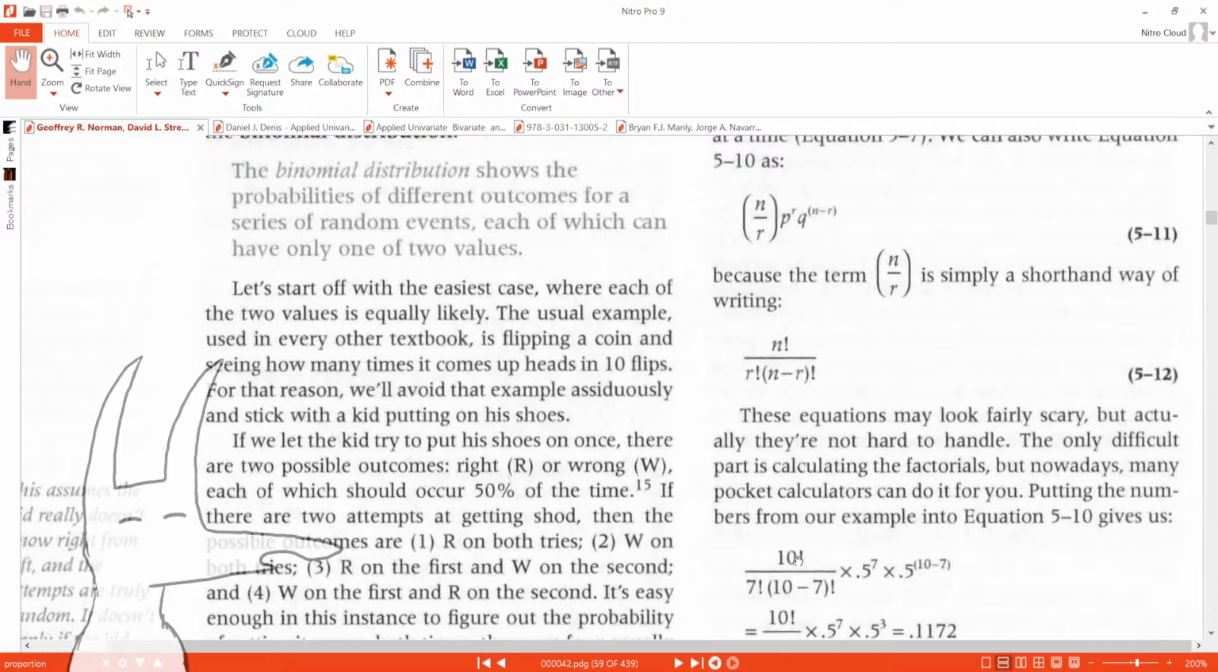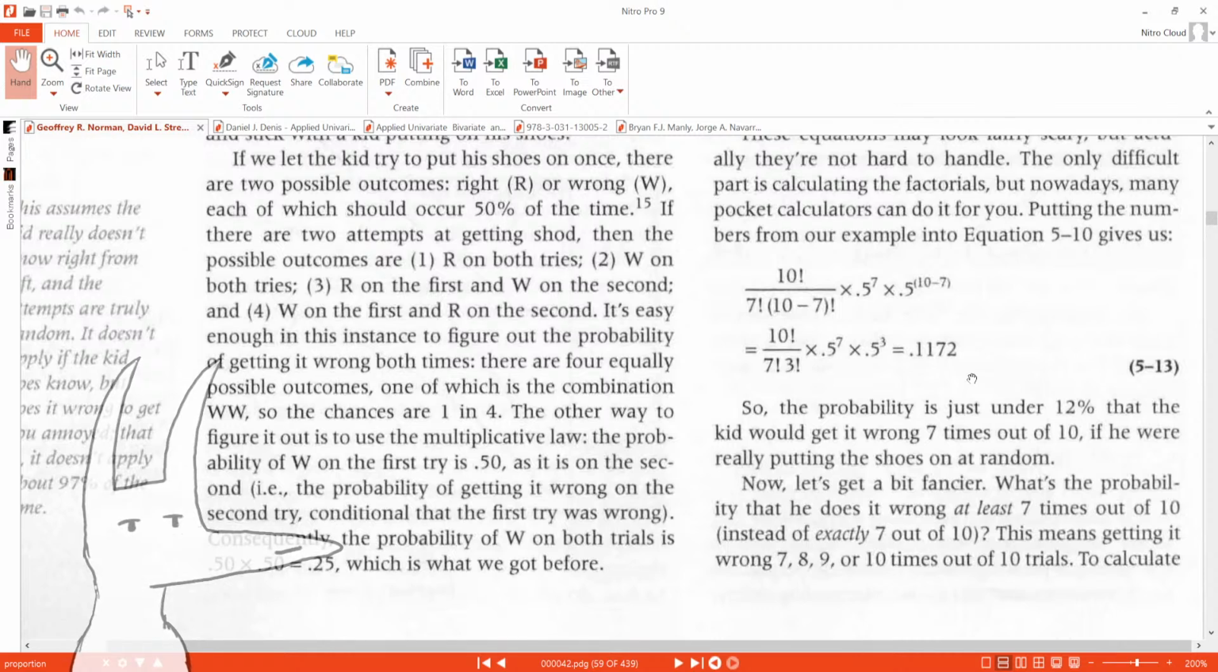So, 10 choose 7, and then 0.5 is the probability. The probability is just under 12% that the kid would get it wrong 7 times out of 10 if you were really putting the shoes on at random.